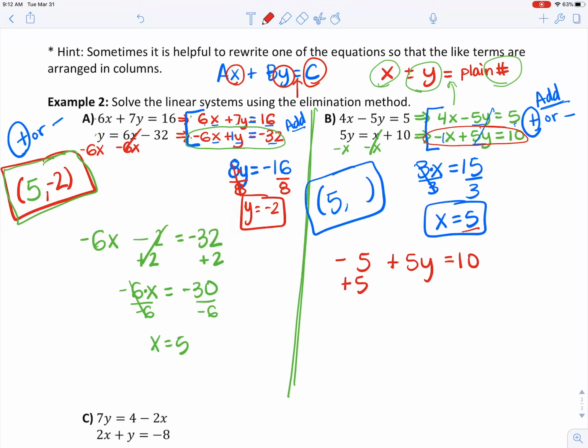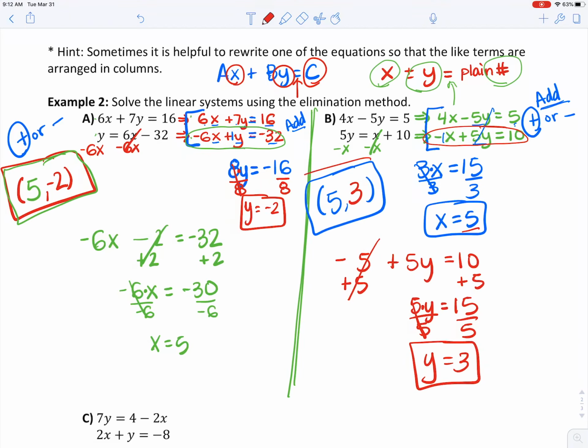How do you get rid of negative 5? You add 5. And I always want to get rid of that constant, the plain number, first, because then the y term gets left by itself. 10 plus 5 is 15. How do you get rid of 5 times y? You do the opposite of times. You divide by 5. So y is equal to 3. So putting the 3 right there where y should go, and this is my answer, 5, 3.